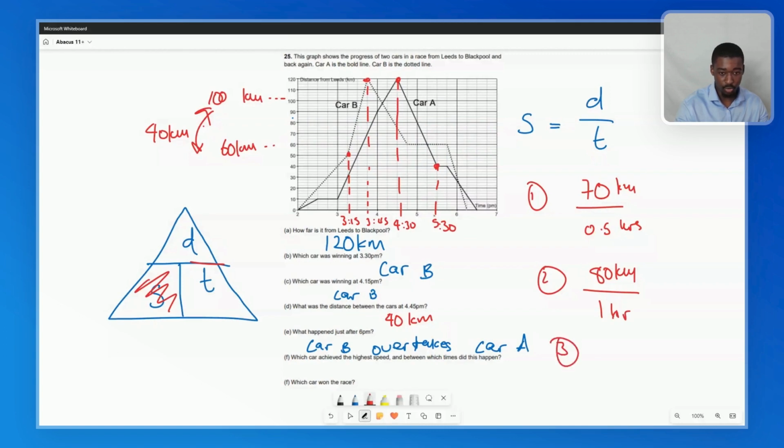And what about scenario three? Let's clear up our page. Scenario three, we said, is over here, the next steepest line. Distance here is 60 to 0, so 60 kilometers. And the time, trace it down, 5:45 to 6:15, so 30 minutes or 0.5 hours.